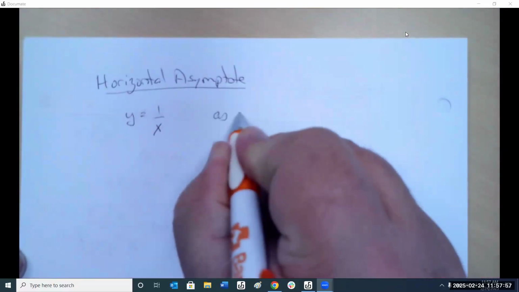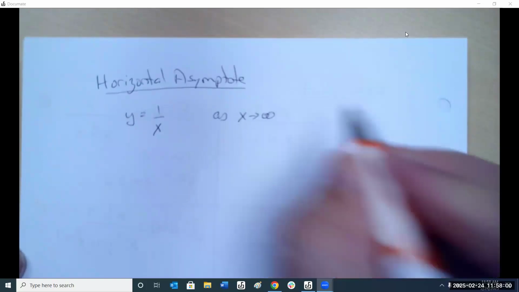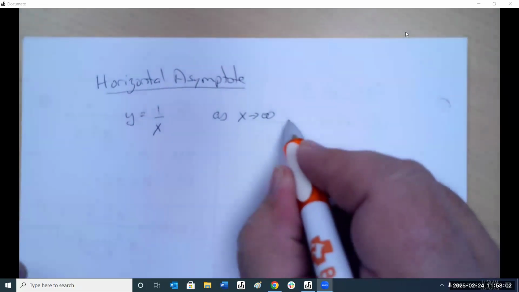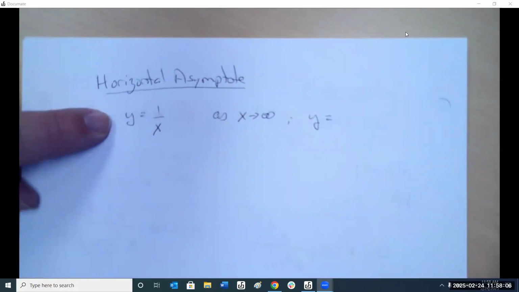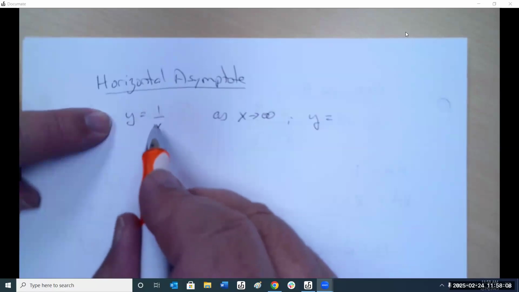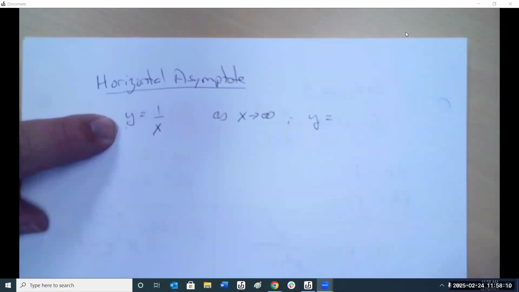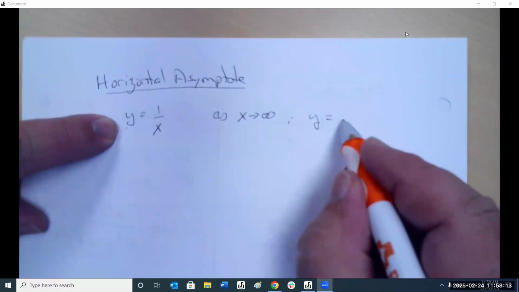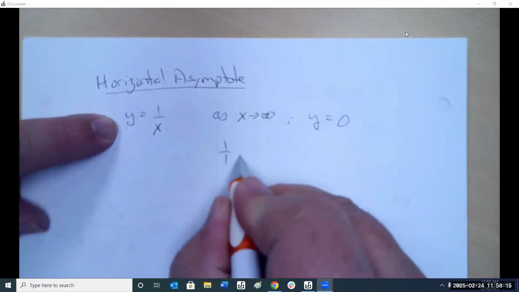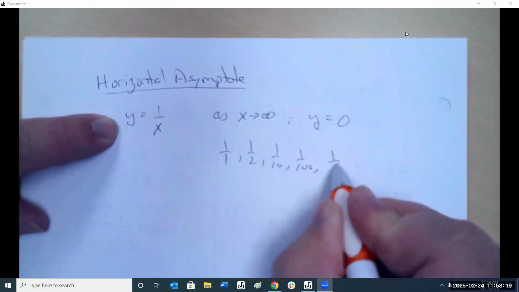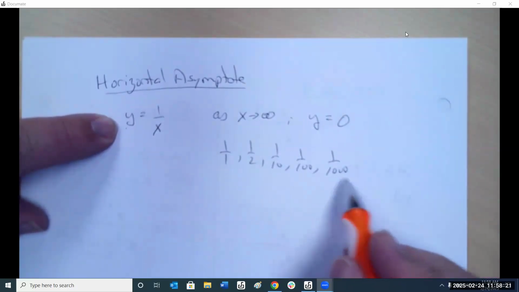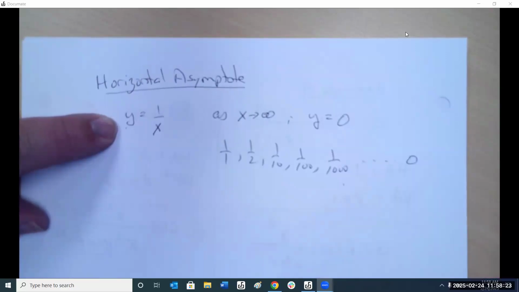So here, as x goes to infinity, where does this equation go to? As x gets bigger and bigger and bigger, what does y go to? It goes to 0 because it gets small. It starts off at 1 over 1, 1/2, 1/10, 1/100th, 1/1000th. It gets smaller and smaller. Eventually, it goes to 0. It gets so small, infinitely small, it gets close to 0.